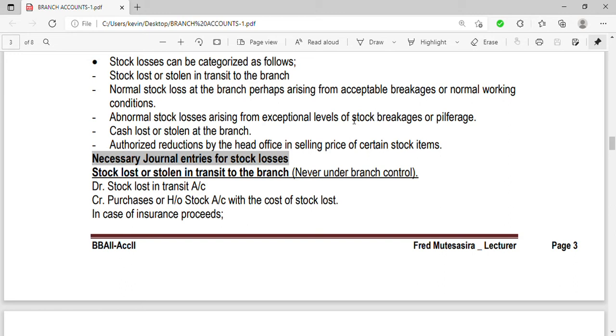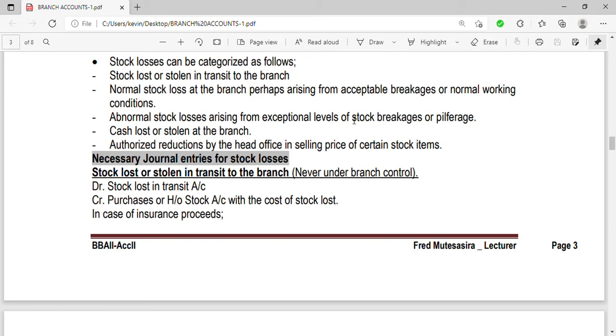Then cash lost or stolen at the branch. And lastly, authorized reductions by the head office in selling price for certain stock items. The head office may give the branch the right to reduce the selling price of some items. That is also regarded as a loss.